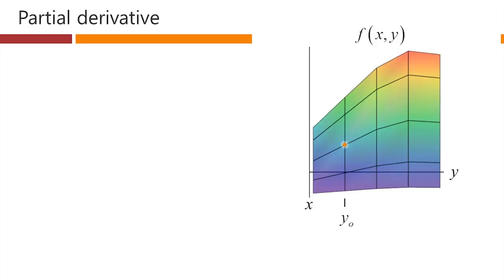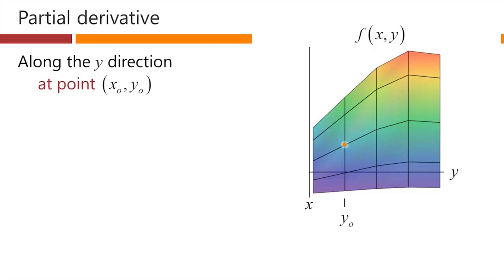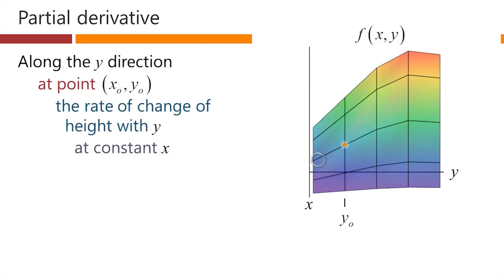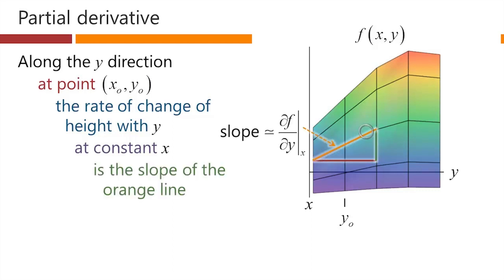So let's rotate round and look at the slopes along specific directions. And now we're going to be looking at the slope along the y direction with x held constant. So everywhere along this black line here is a specific constant value of x. And what we're going to be looking at as we change y along here, we're going to be looking at this slope here. So along the y direction, at this point, x naught, y naught, the rate of change of height with y at constant x is given by the slope of this line here, this orange line.